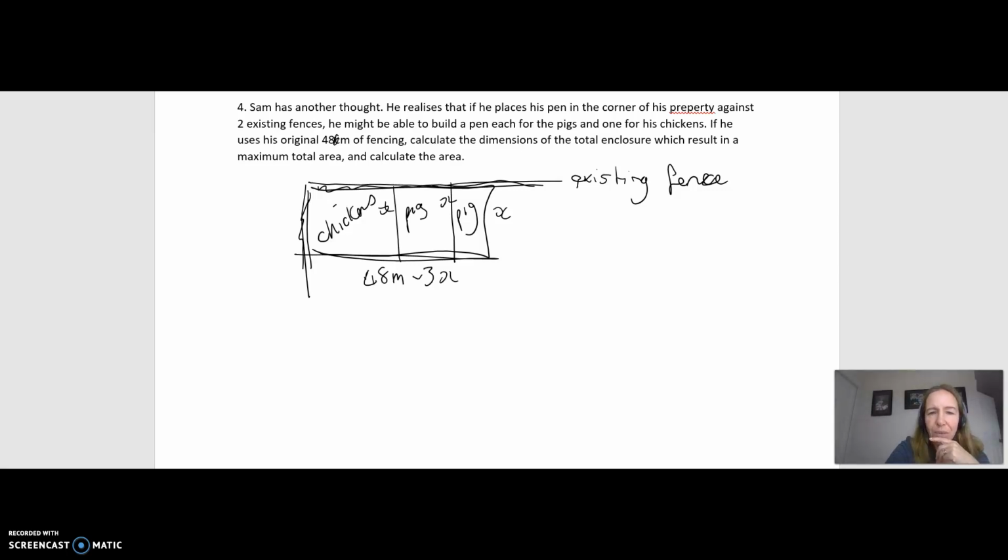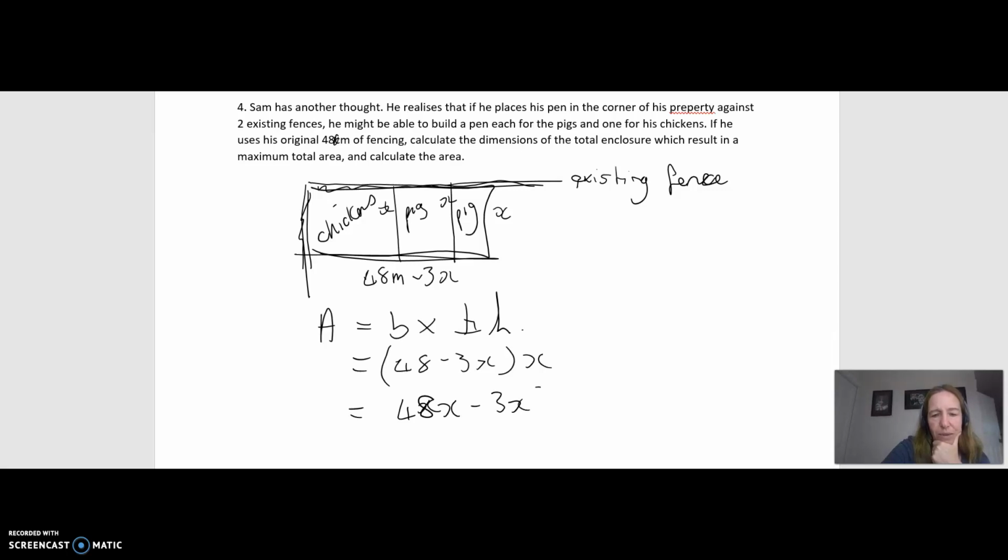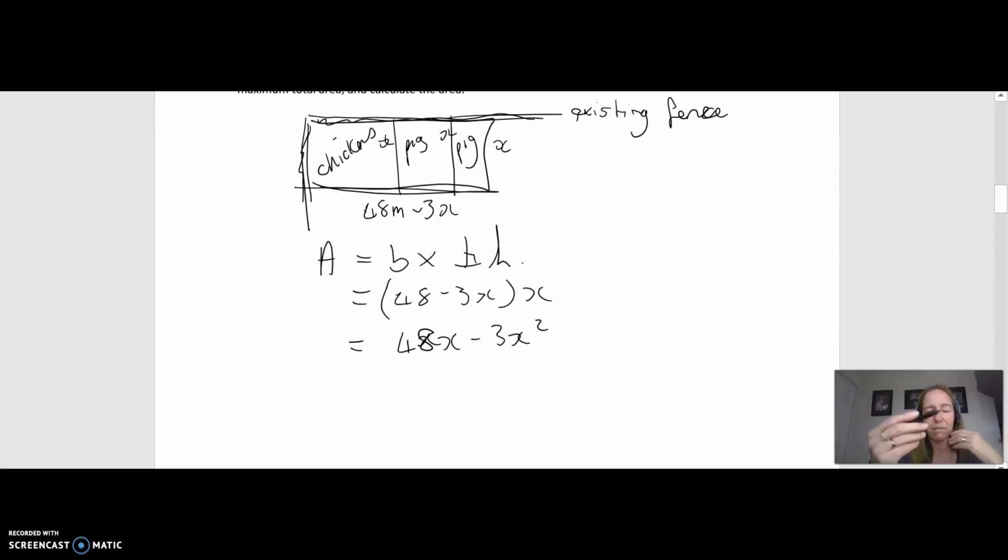So the area of each of these is base times the perpendicular height, which is 48 minus 3x, and that height there is x. So this will give me 48x minus 3x squared, and so that's my area. It's my area that I'm wanting to maximize.